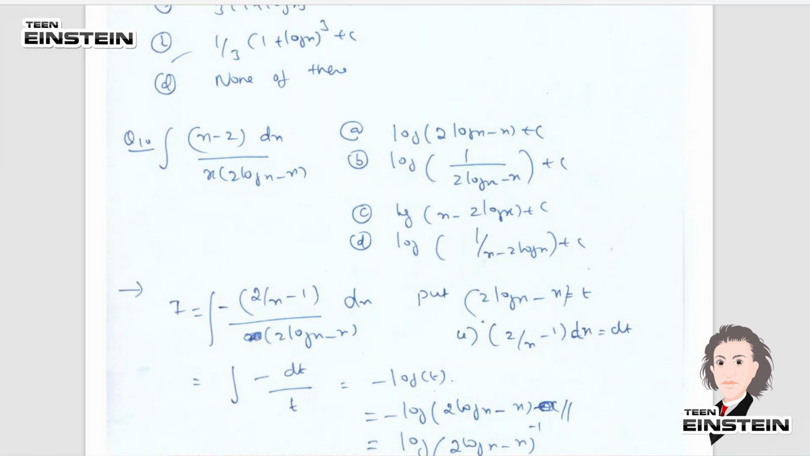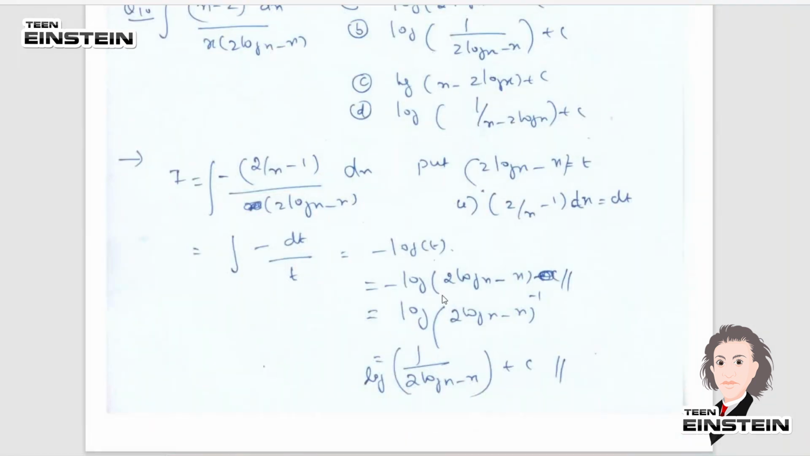What's the formula? Log a power b is b log a. This is of the form b log a, so log a to the power b. Here b is minus 1. So log of 2 log x minus x power minus 1 can be written as log of x power minus 1 is 1 by x. So it is 1 by 2 log x minus x plus constant of integration c.